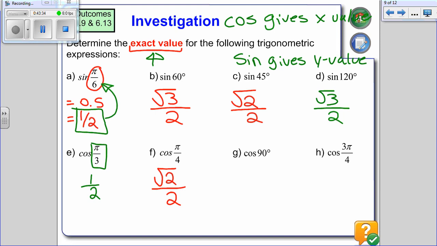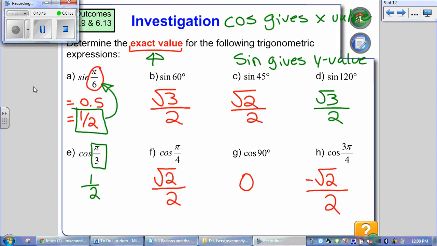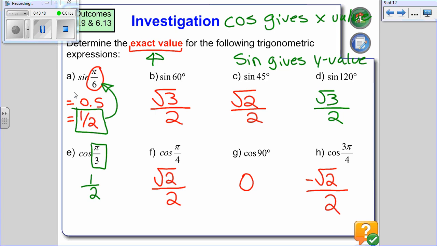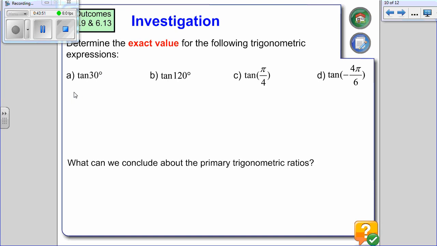My last one that we're going to do is tangent. So tan is opposite over adjacent, which in our case, the opposite was always just your y value, and the adjacent was always your x value. So to find your exact value, you're going to have to look at your unit circle and go y value divided by x value. At 30, that means I would have y value of 1/2 divided by my x value of root 3 over 2.